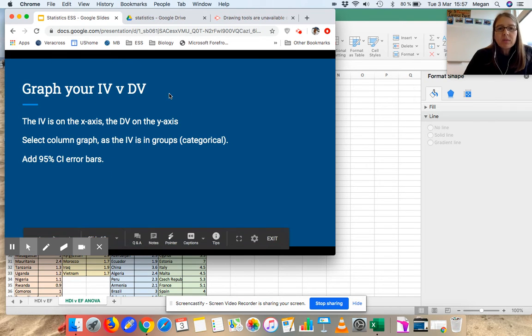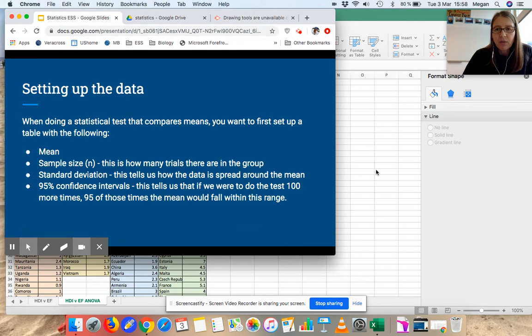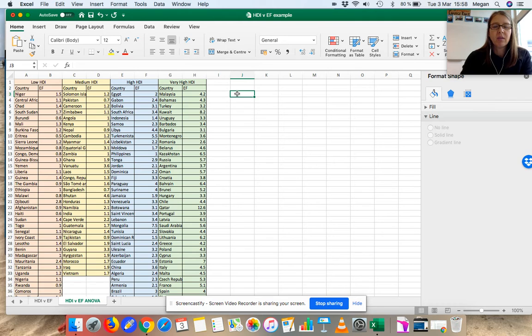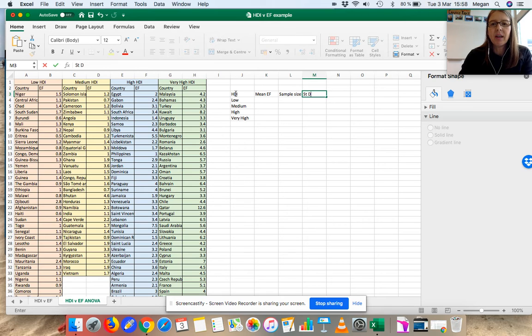So we're gonna graph our independent and dependent variable after we get all of these things first. Okay, so we need to set up a table that has all of this data for us. So what we have is our HDI, and we have low, medium, high, and very high, okay? And then we have our mean EF, we have our sample size, we have our standard deviation, and we have our 95% confidence intervals, okay?